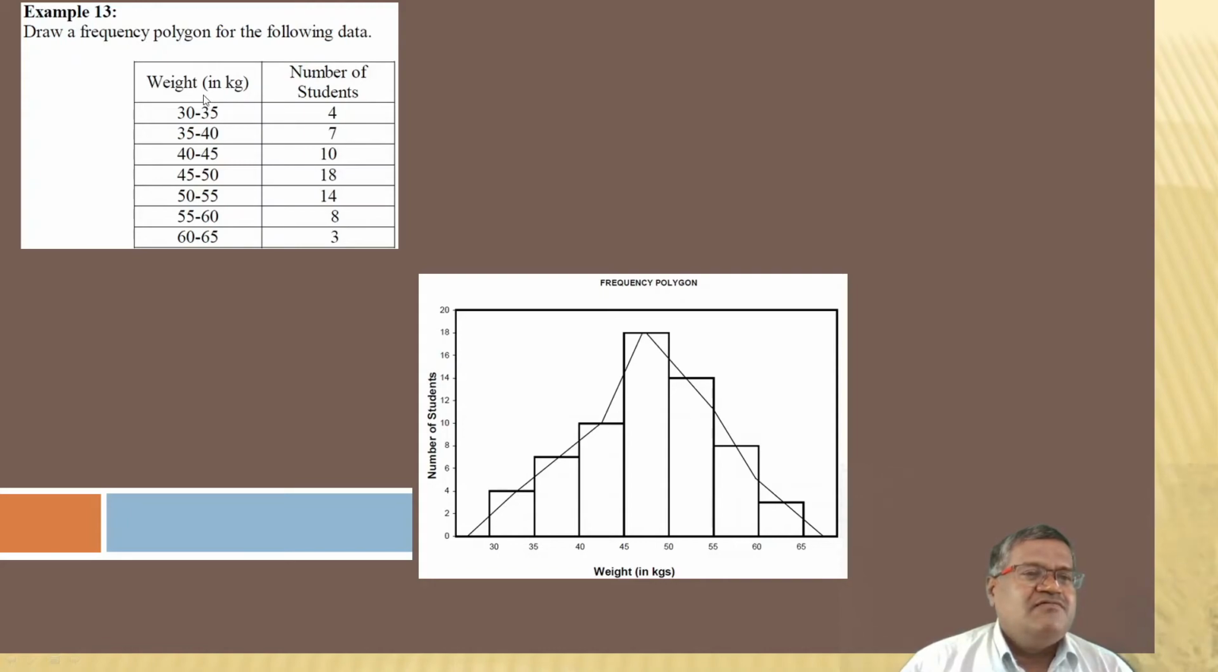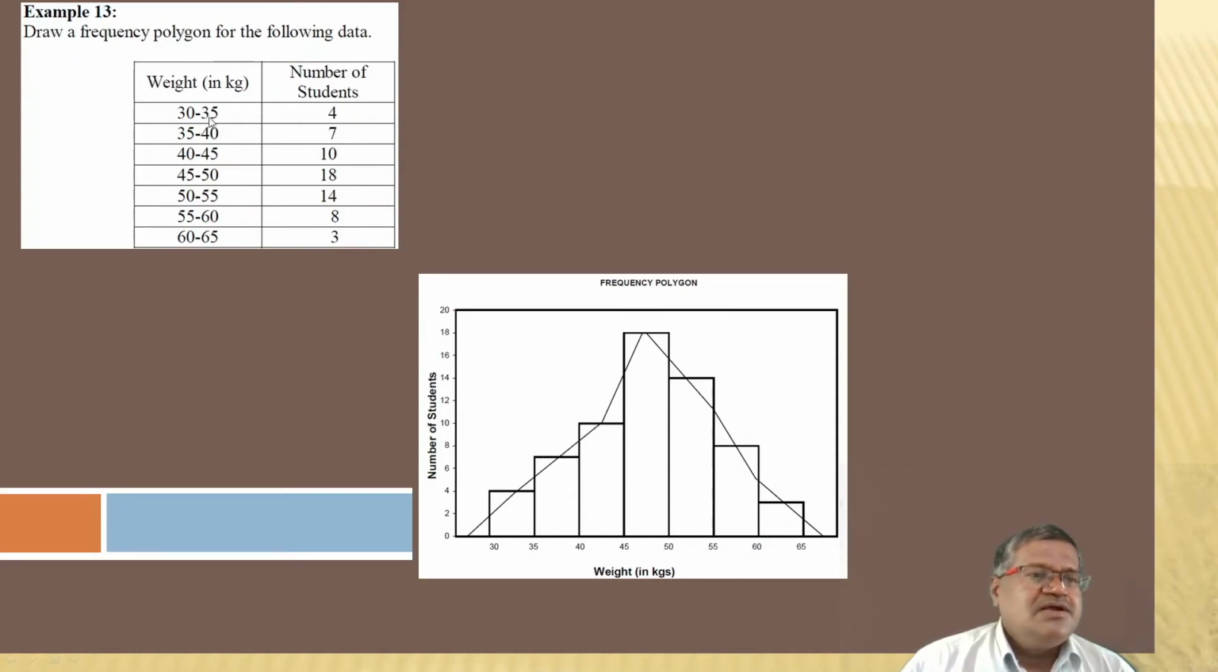Here we have weight in kgs and number of students. Weight is 30 to 35, 4 students. 35 to 40, 7 students. Like that, the maximum is 18 here. 40 to 45 kgs, 18 number of students. 60 to 65, 3 number of students.